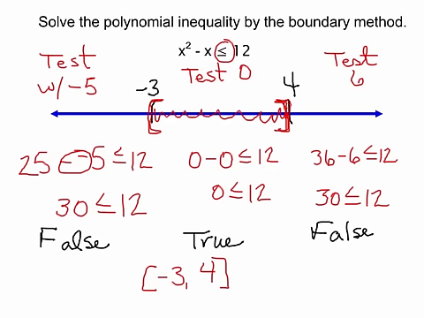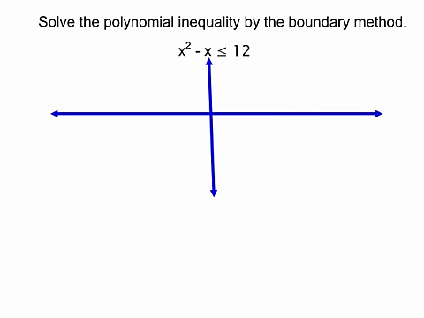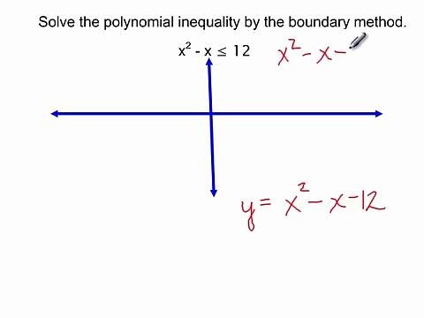Now, just for a little bit of extra help. If I was to type this into my calculator, I'd go to the y equal button, and I would type in x squared minus x minus 12, because that's what this would be if I got everything on one side. It'd be x squared minus x minus 12, less than or equal to 0. And I think we had already gotten the answers, and it's negative 3 and positive 4 for our zeros.